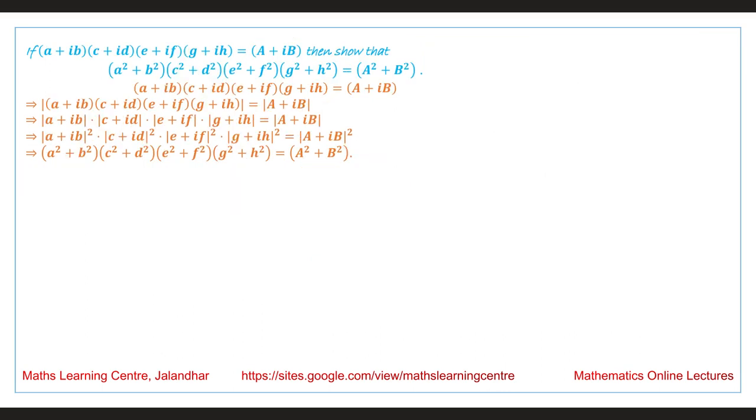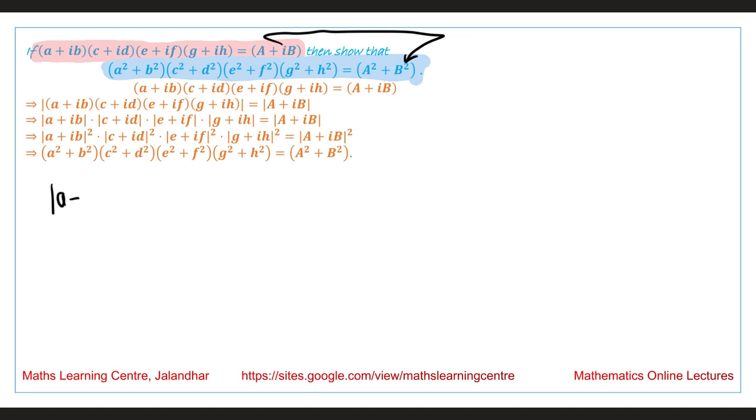Next, this is given to us: (a plus iota b) into (c plus iota d) into this term is equal to a plus iota b. We have to prove the result in this form. Again, if we compare both these values, what we get is a plus iota b. We can see that it is a square plus b square. So basically we are talking about the mod of these numbers.